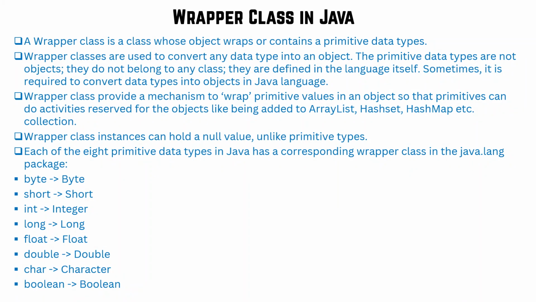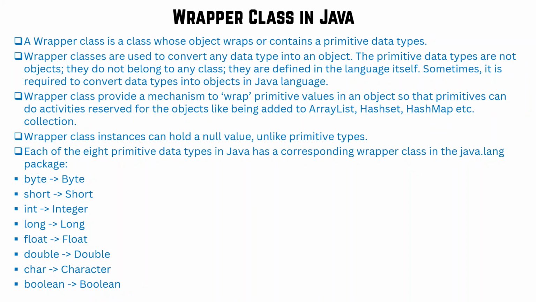Sometimes it is required to convert a data type into an object in the Java language. So the wrapper class provides a mechanism to wrap primitive data values in an object so that primitives can do activities reserved for objects, like being added to different collection frameworks like ArrayList, HashSet, HashMap, etc. in the collection. No need to worry, we will learn collections slowly and you'll see the implementation of the wrapper class there.